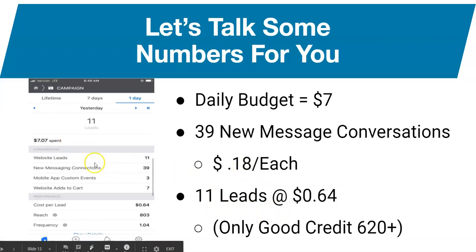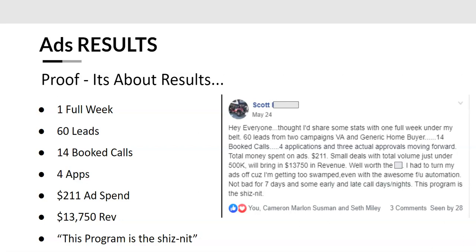If you can't make those numbers work, if you can't make a return on investment on those numbers, you probably should choose a different line of work. So this is kind of an example. Scott here: 1 full weekend, 60 leads, 14 booked calls, 4 applications, 211 in ad spend, about 14K in commissions from that. And he goes on to say this program is the shiznit.